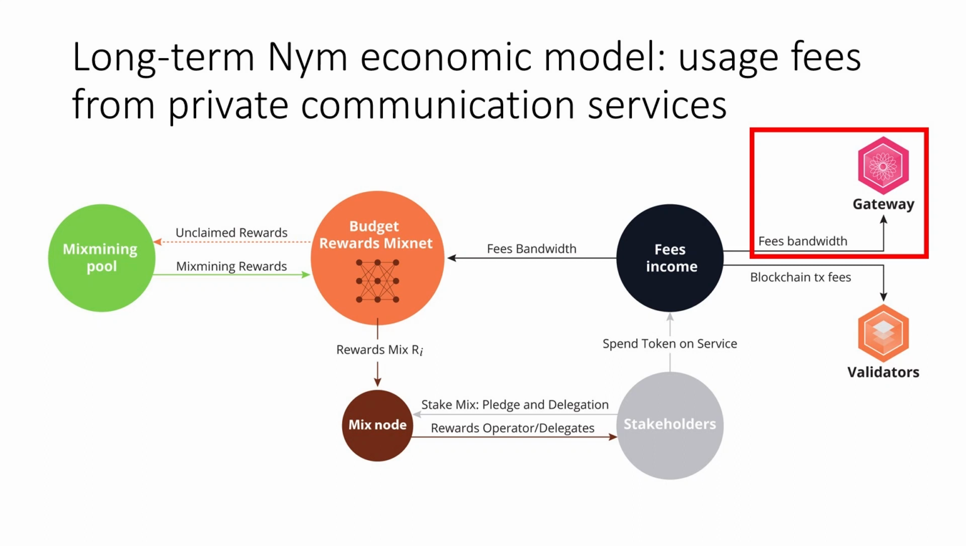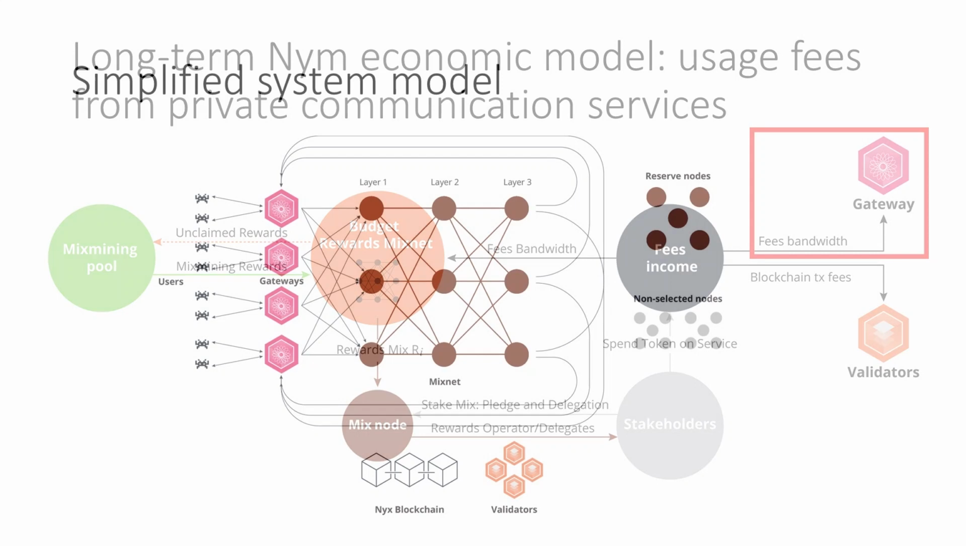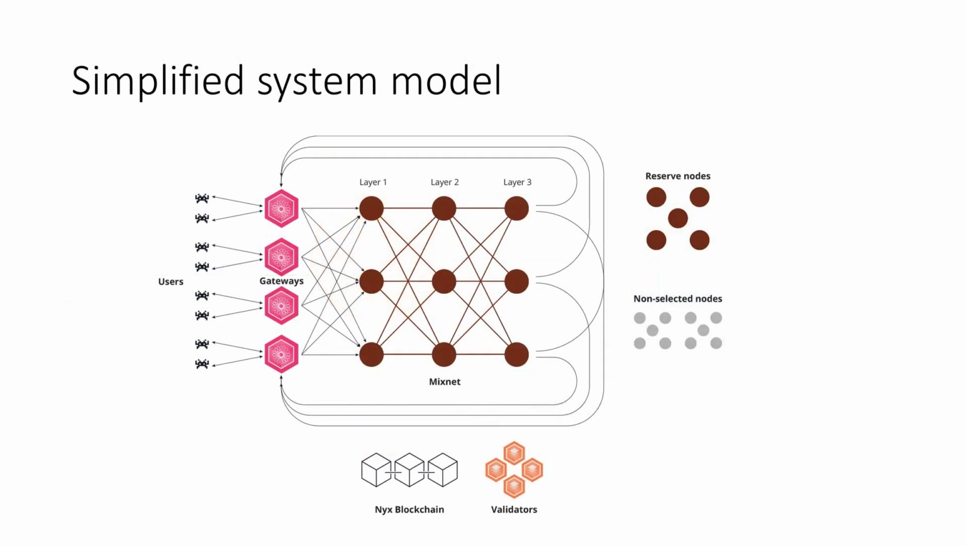That's an example. So these fees are split between the gateway and the mixnet. Okay, so if you go back here, you see that both the gateway and the mixnet are involved in routing these packets, right? So both categories of participants do work, and both get rewarded from these fees.